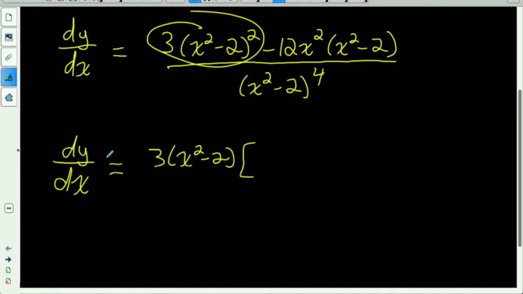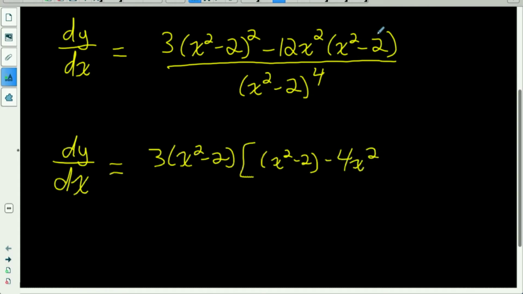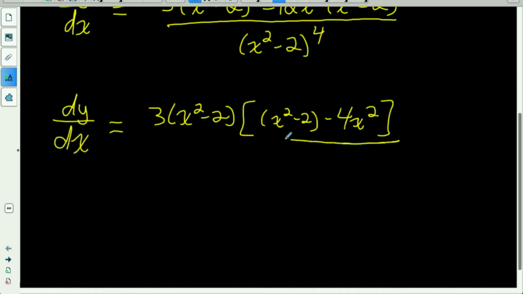So the first term divided by 3 times x squared minus 2: 3 divided by 3 is 1, so those cancel. (x squared minus 2) squared divided by this (x squared minus 2) to the 1, I'm left with one factor of x squared minus 2. And then this term divided by the common factors I took out. 12 divided by 3, that's 4. And the x squared stays. And this whole factor of x squared minus 2 has been divided by x squared minus 2, that's 1, so we can think of those as canceling out. And this is now all over that same denominator, (x squared minus 2) to the power of 4.